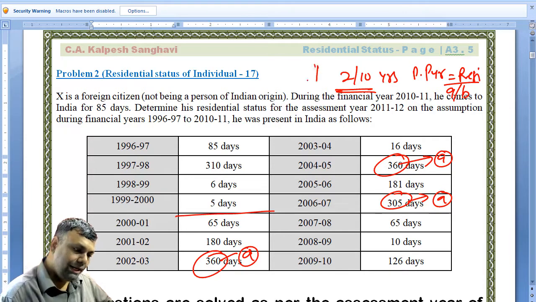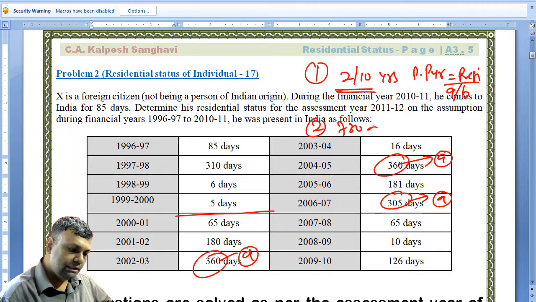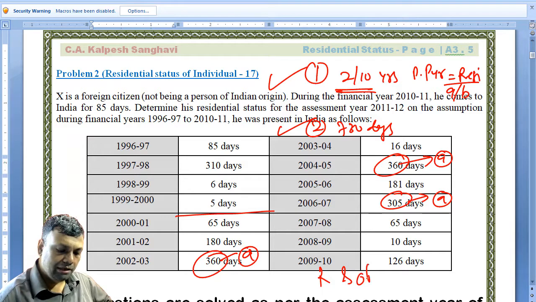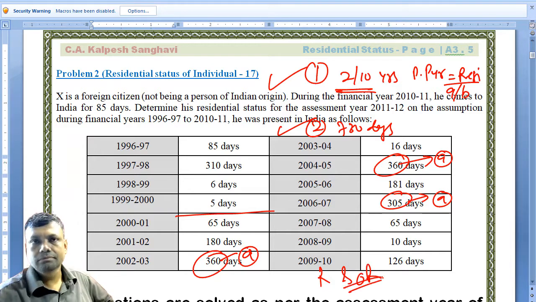So this is one additional condition. Another additional condition is 730 days. This is also satisfied. Orally I have done the calculation. This is also satisfied. So orally I have already got my answer that this gentleman is going to be resident and ordinarily resident. Finish.